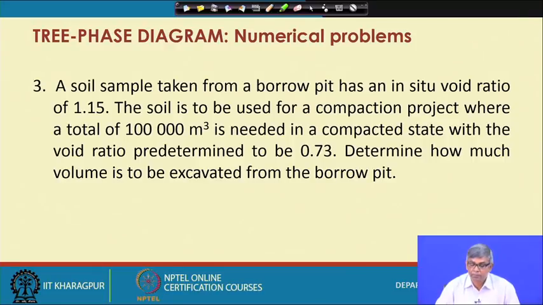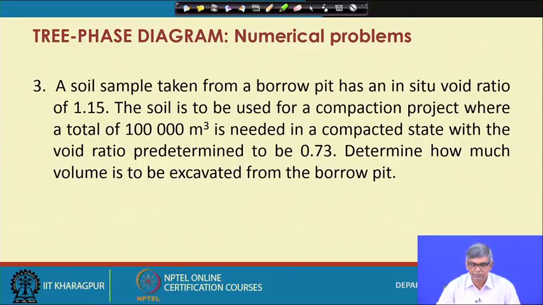So, the compacted volume is known, 100,000 meter cube, and in the compacted state the void ratio is also known, 0.73. From a borrow site we will be taking the soil, and that soil has a void ratio of 1.15. If I want to do construction satisfying this condition, that means 100,000 meter cube of compacted site to be produced, how much soil I have to take from the borrow site, that is the problem we have to do.